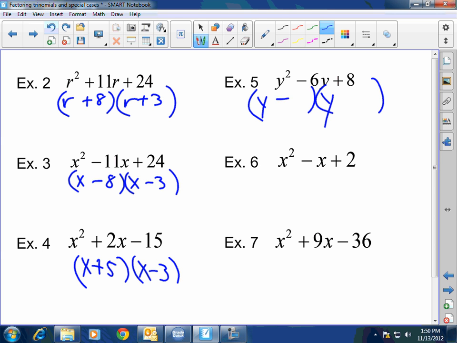Okay, I got negative 2 and negative 4. Yes. Negative 2 times negative 4 is 8. Negative 2 plus negative 4 is negative 6. Yes. Next, setup. X. What times what is positive 2, but when added together is negative 1?